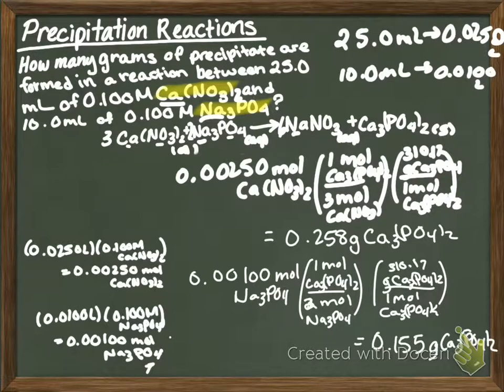To decide which one of these is the correct answer, since this is a limiting reactant problem, it's going to be whichever one of these is smallest. And that would mean my correct answer would be my 0.155 grams of calcium phosphate. That's how much precipitate I'm actually going to produce in this reaction.